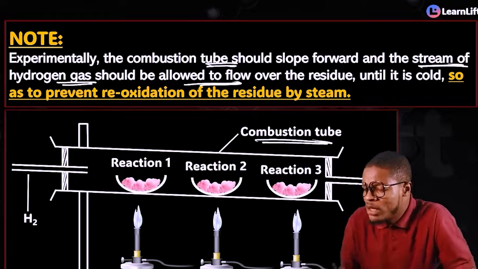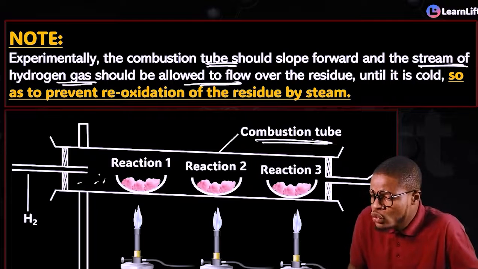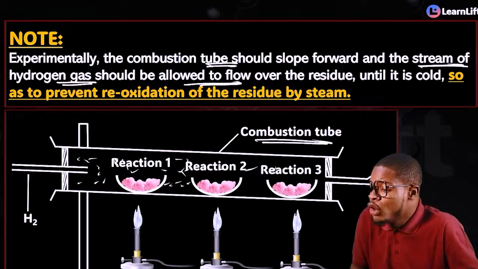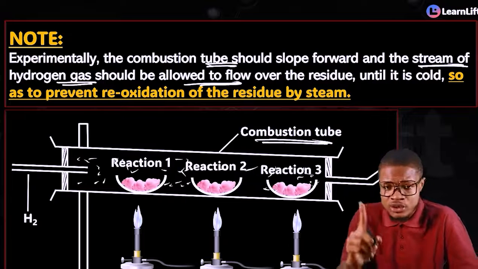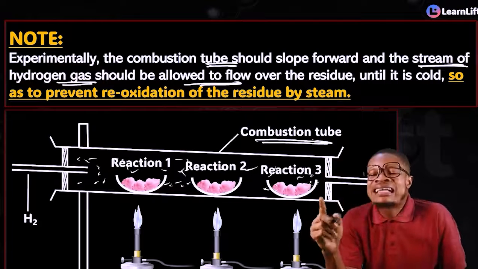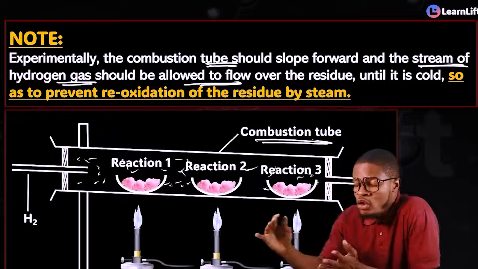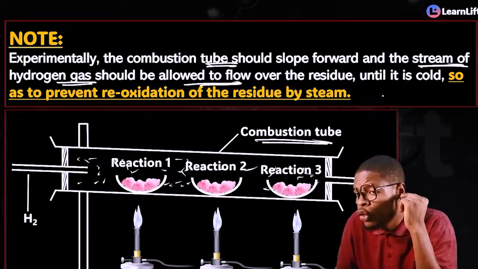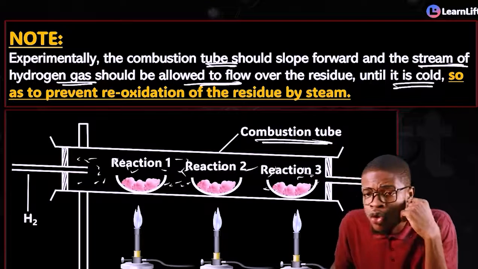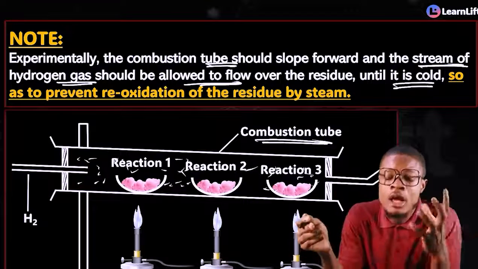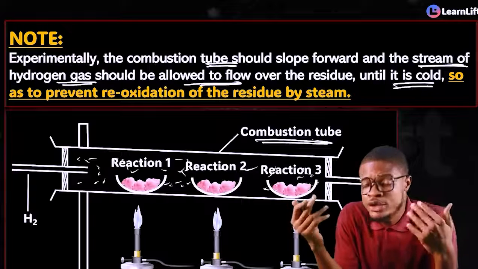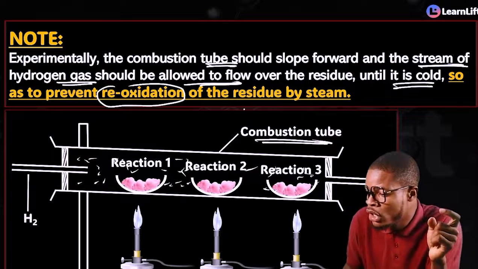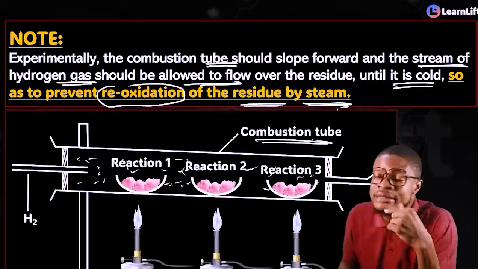In other words, because it is tilted, in the whole of this setup I can now have my hydrogen gas flowing all through the whole of this residue. Does it make sense now? Now, as the hydrogen gas is flowing all through the entire residue, number two, please allow that hydrogen to keep flowing until it is cold. If the hydrogen is flowing all through it until it is cold, it will prevent re-oxidation of the residue by the steam that is formed.